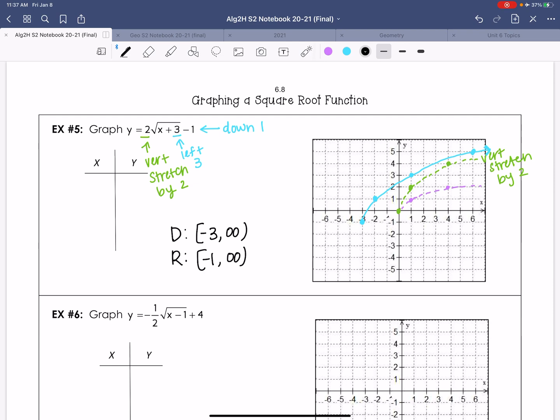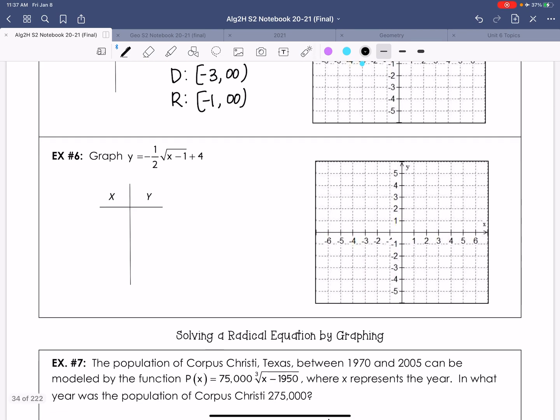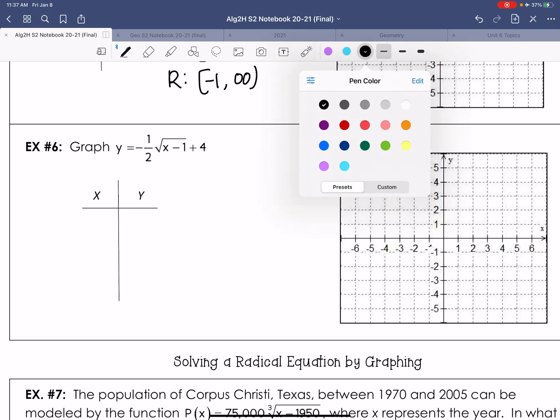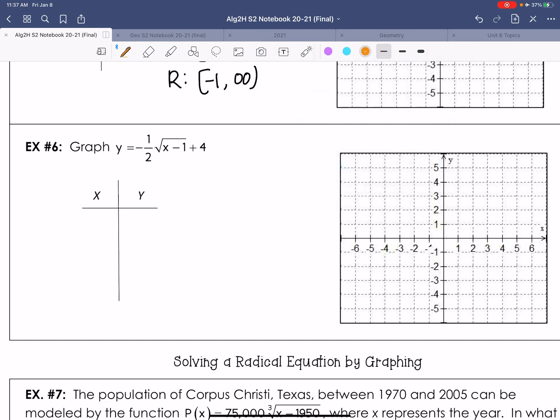All right, next one. Ooh, taking it even a step further here. We have a reflection in here too. I know we have a reflection because of that negative. So let's list out all of these. Let's get a new color for this reflection. Let's do orange. Remember, negatives that are being multiplied are reflections. It's on the outside, so this is a vertical reflection. It is flopping over the x-axis, flopping vertically. So this is a reflect across x.